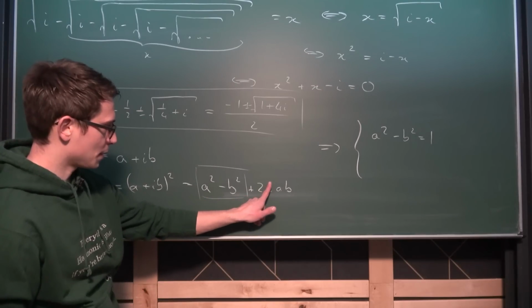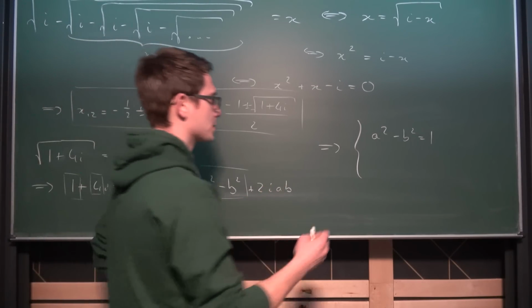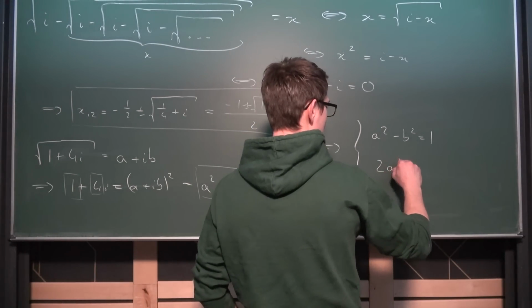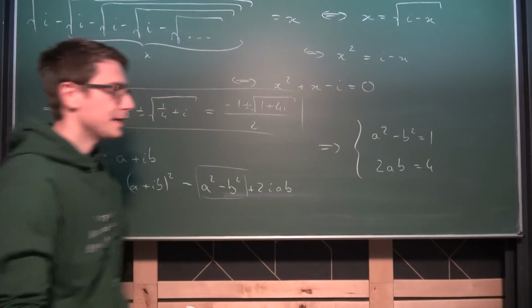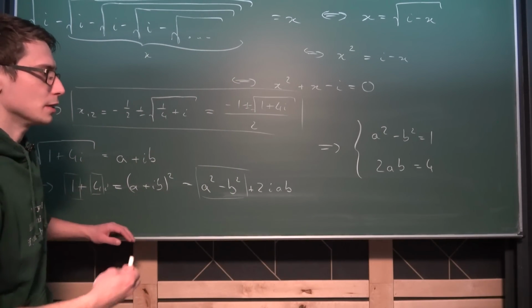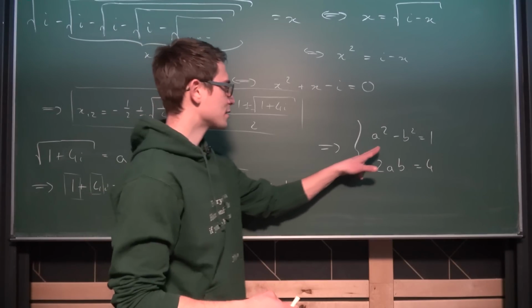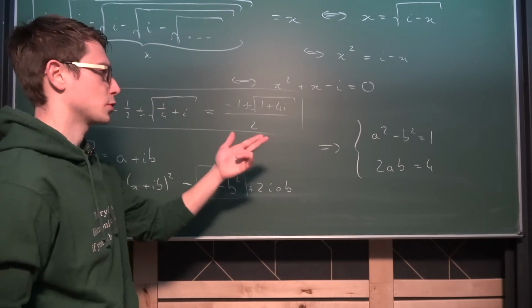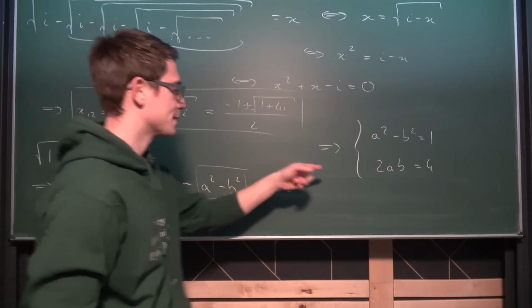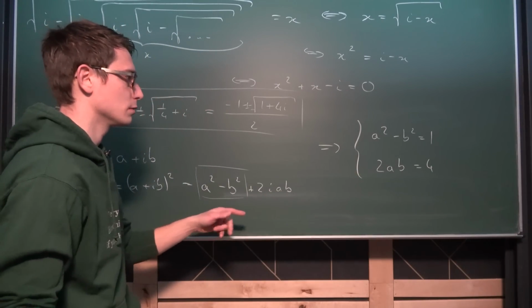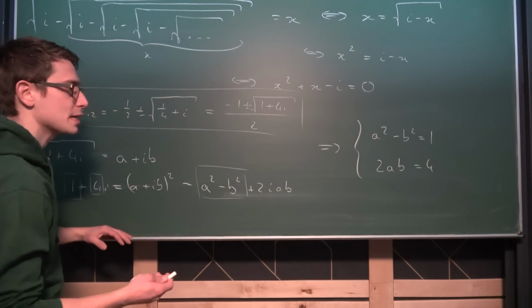But now by ignoring i, this must be equal to 2 times a times b. 2ab is equal to 4. And that's the system of equations that we can now solve. The first one sucks a bit. There would be the difference of 2 squares, but this wouldn't help. Let us solve the second equation for, I don't know, b, for example.